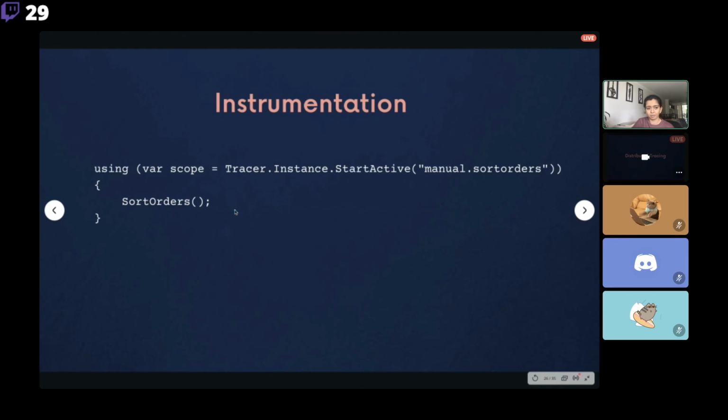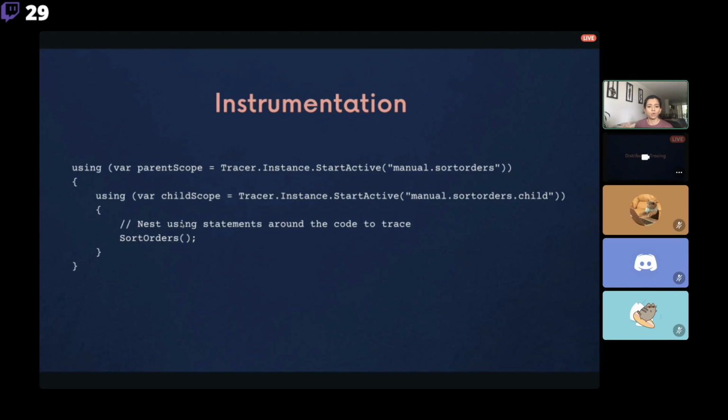This is C# code. Using means that once this function is over, it would automatically close the span. So these are the tiny spans that you see. Say this is the whole parent-child relationship that I was talking to you about. You can have a parent span, and then multiple child spans. So the sort order span that you see here will consist of all these other child spans, and it'll give you the really nice flame graph that I showed you before.